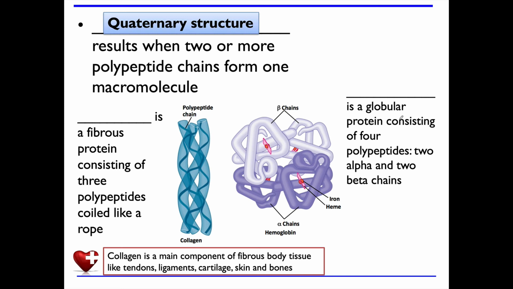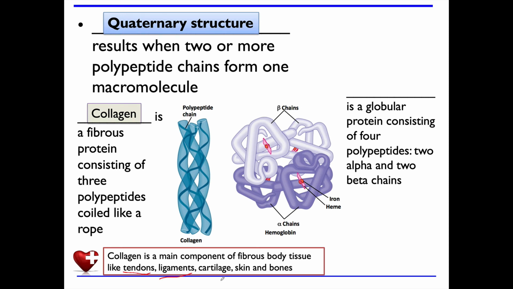And there's some examples that we know very well from just human biology. Collagen, for example, that's a fibrous protein consisting of 3 polypeptides coiled together like a rope. So you see a lot of that alpha helix going on within collagen itself. And you can see it's the main component of some of your body tissues. Your tendons hold your muscles to your bones.